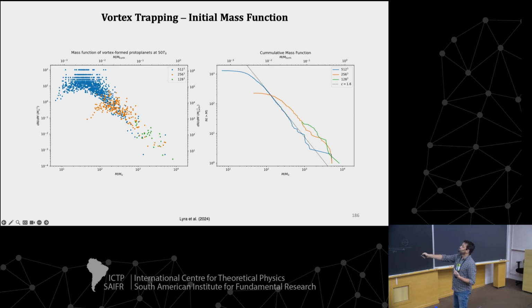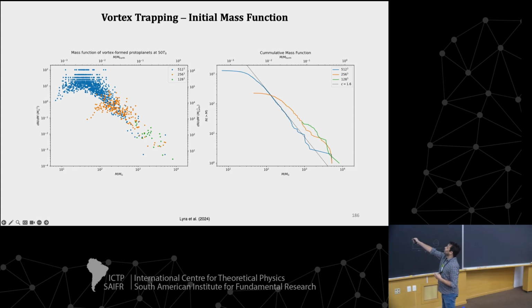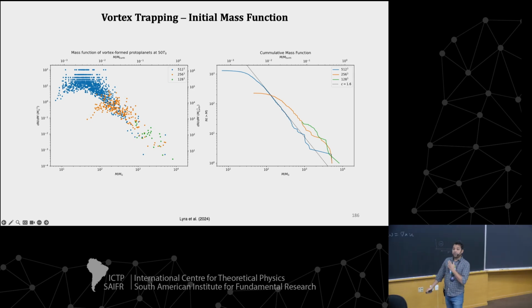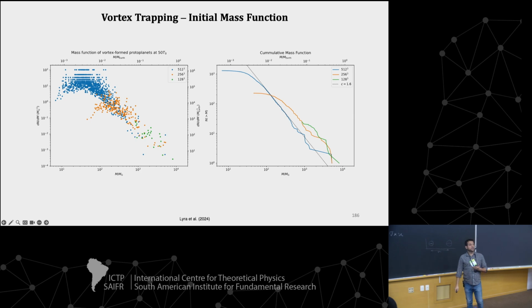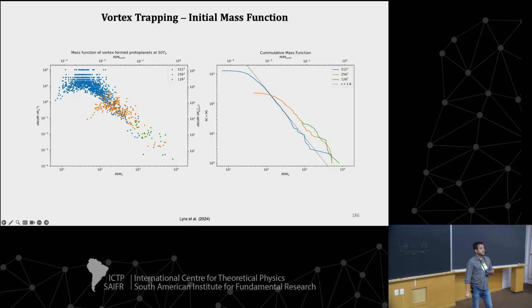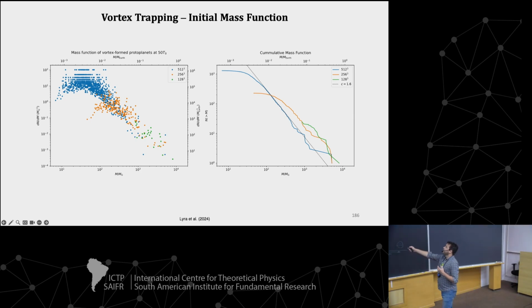What you're seeing here is 3 different simulations where these are being formed. This is the lowest resolution run in green, the medium resolution in orange, and then in blue here, the highest resolution that we ran. This is the mass, and here the mass function. What you're looking at is the initial mass function of the objects that are being formed inside this vortex. There is a convergence here, right, with resolution.